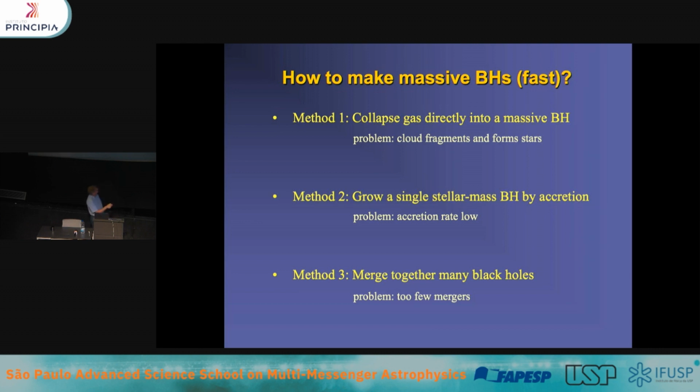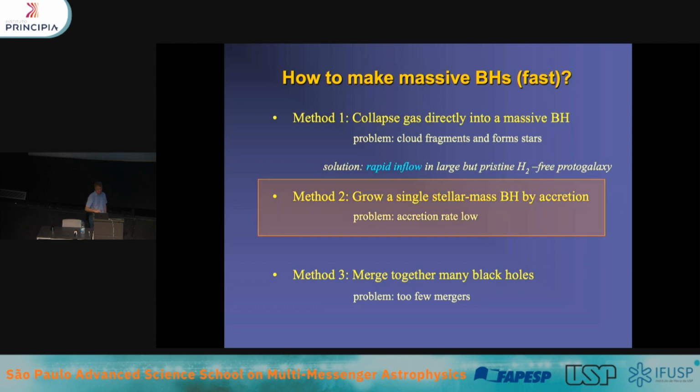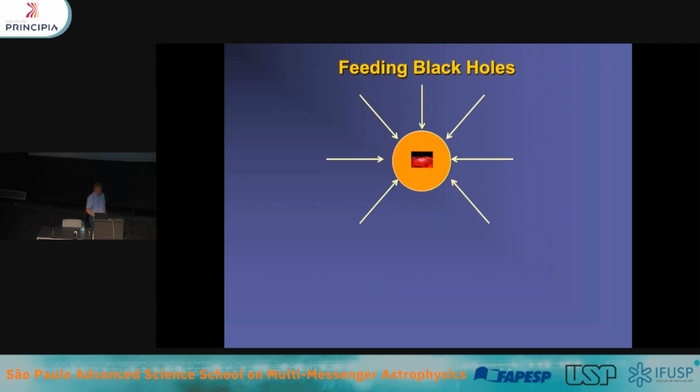This one, maybe I'll skip mostly, but this one is very interesting, and I promise to explain the Eddington limit and why that can be avoided. So here, it's a separate idea. So we solved this problem by rapid inflow in a molecular-free protogalaxy. The second problem's solution turns out quite similar, but the setup is a bit different.